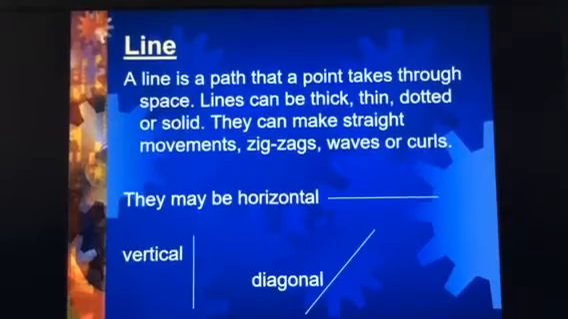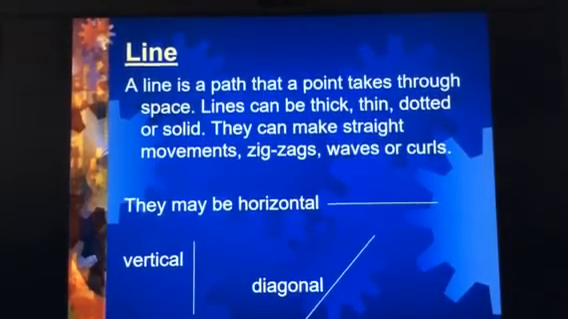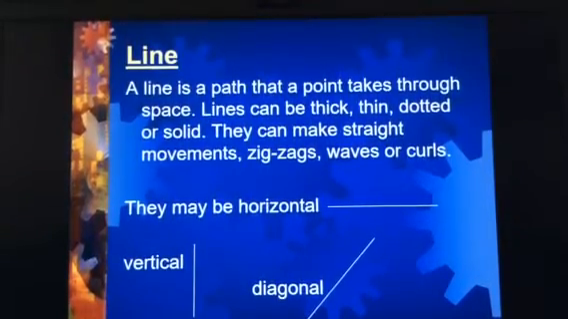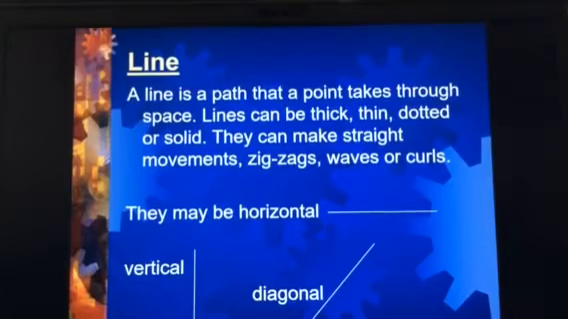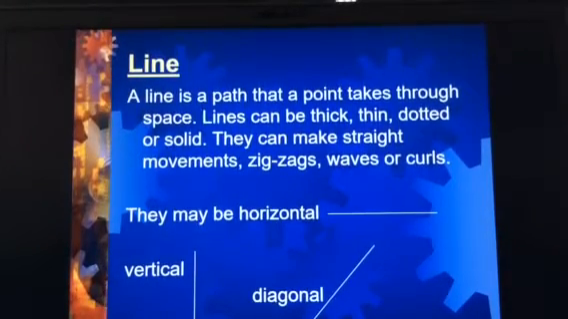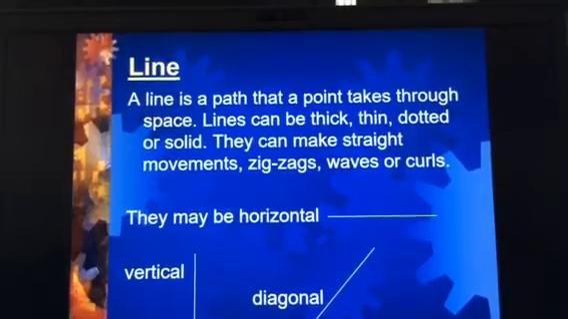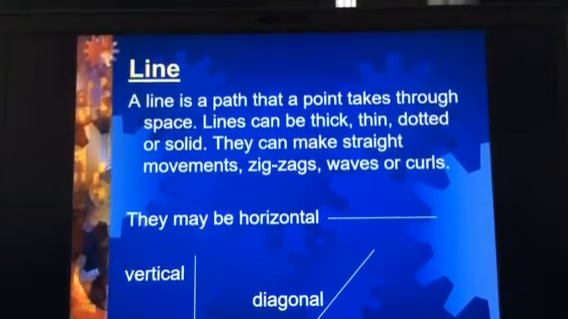Line is a path that a point takes through space. Lines can be thick, thin, dotted, or solid. They can make straight movements, zigzags, waves, or curls. They may be horizontal, vertical, or diagonal.